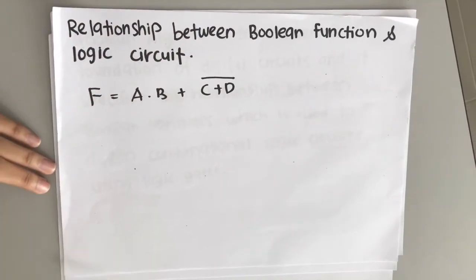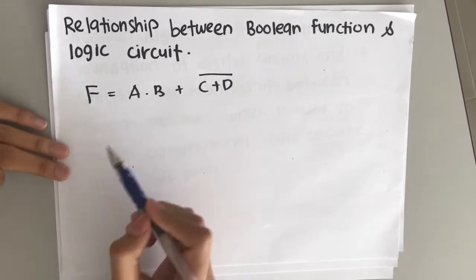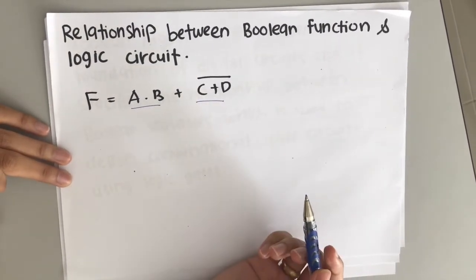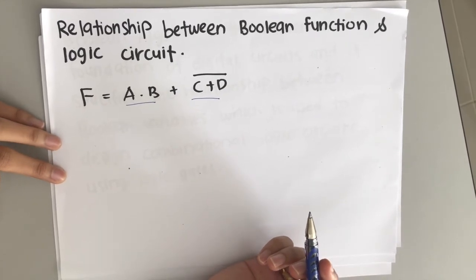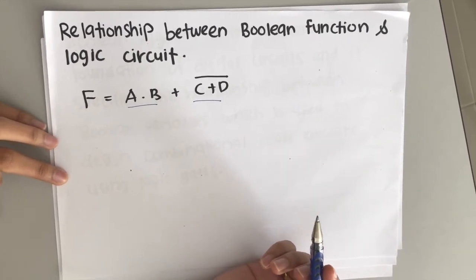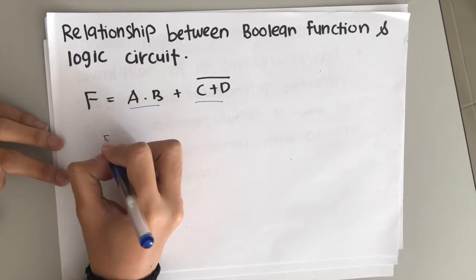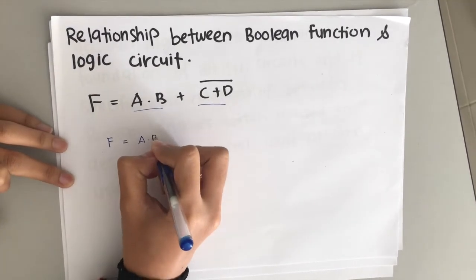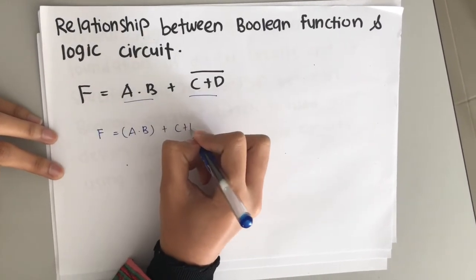So our first step is separating the equation into two sides, this and this. We should make a bracket on the left side, which is a dot b, to make sure we solve it first before proceeding to the right side. So it will become f equal to a dot b in bracket plus c plus d naught.